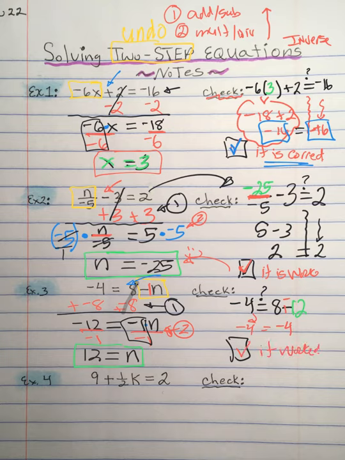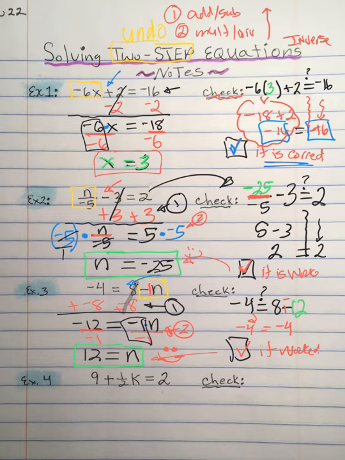It made it a true sentence, therefore we do have the right answer. So we didn't make a mistake. Now, if this didn't come out correct and it wasn't true, that means we made a mistake. So if you're checking your answer and you get like 5 equals 2, well, that's not true. Or -4 equals +4, that's not true. So that means somewhere you made a mistake in your work and you'd have to try to look for it.